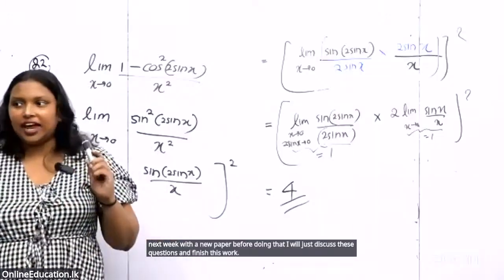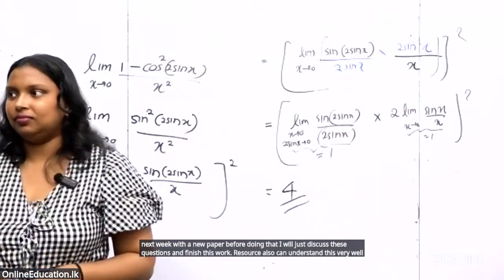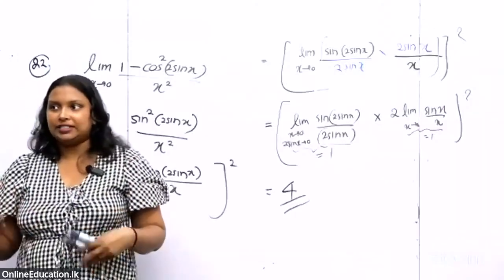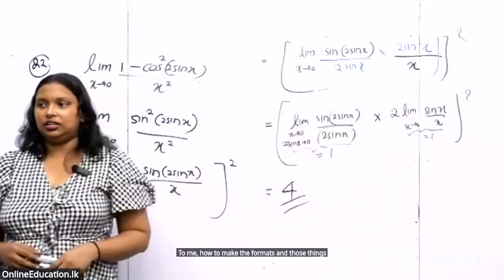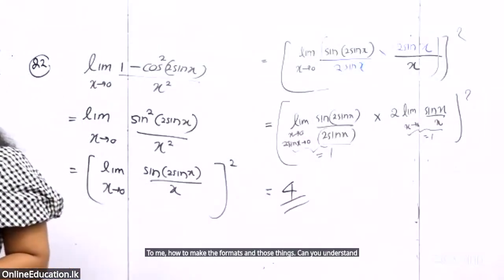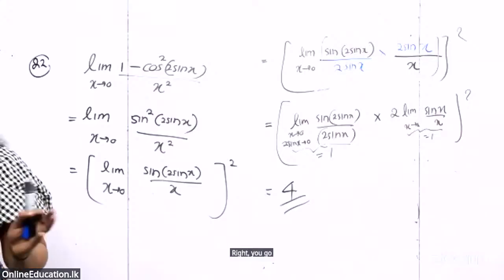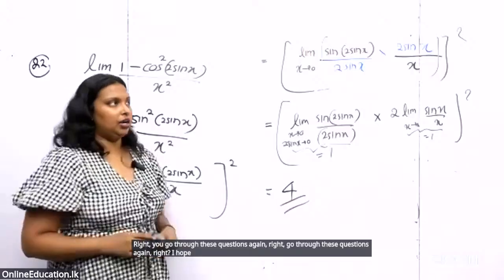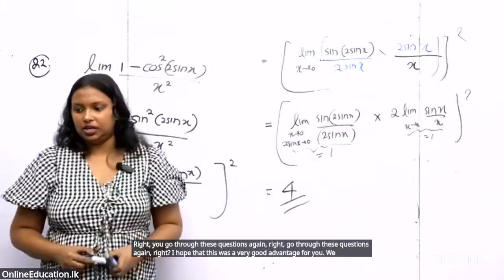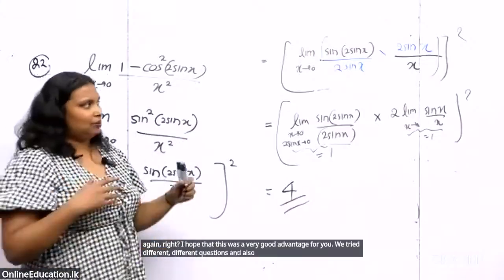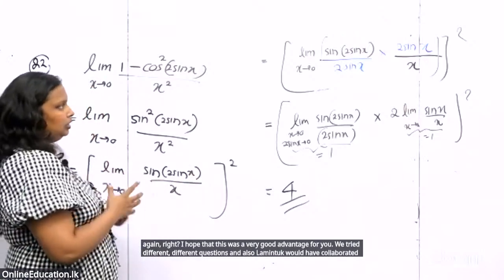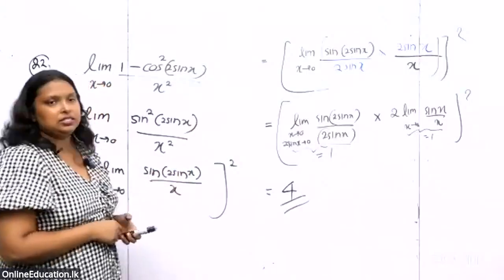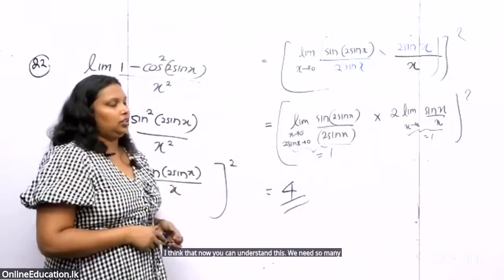Raise hands those who can understand this very well. Then we go on to how to make the formats and those things. Can you understand? Right, you go through these questions again, right? Go through these questions again. I hope that this was a very good advantage for you. We tried different questions, and the place where students often don't understand is making those formats. I think that now you can understand this. We did so many, right? I think you can understand this.